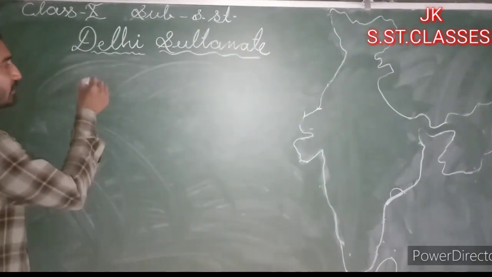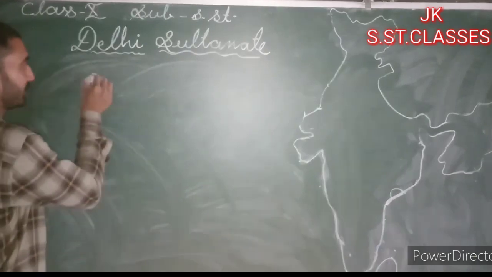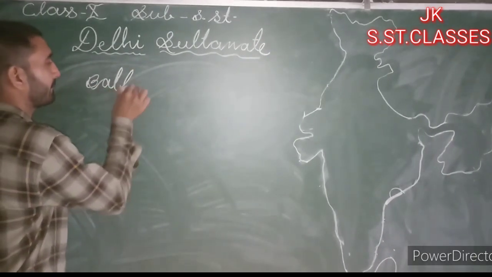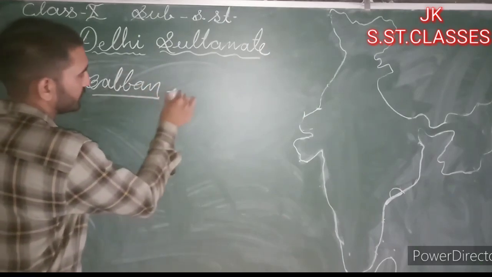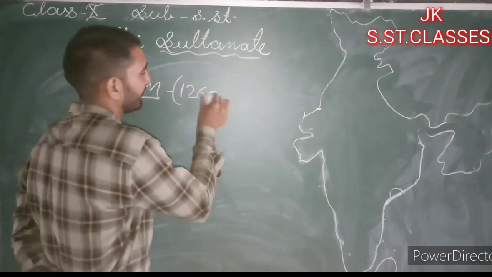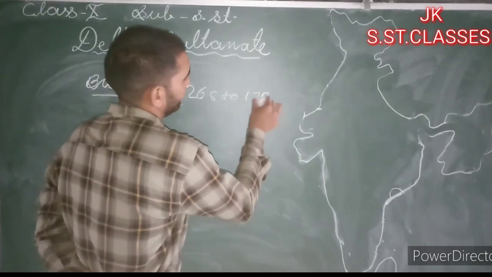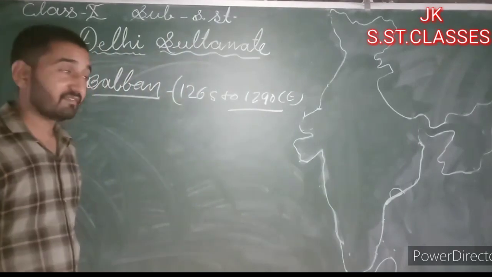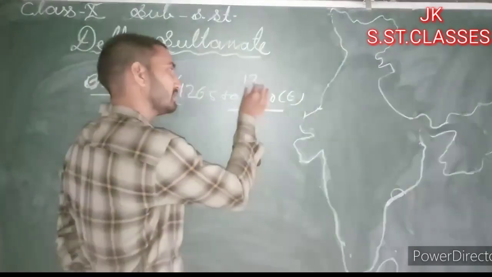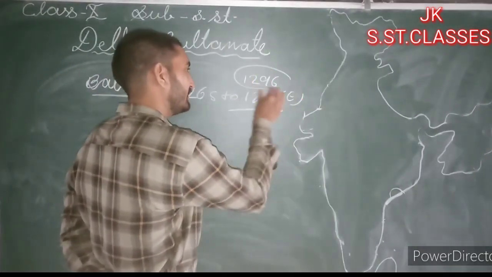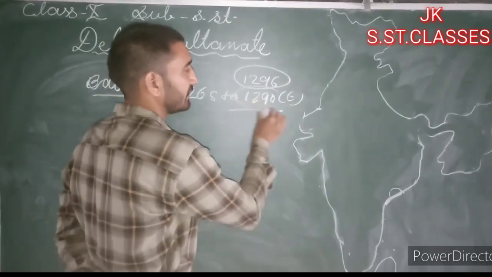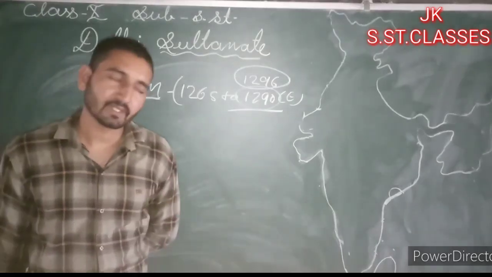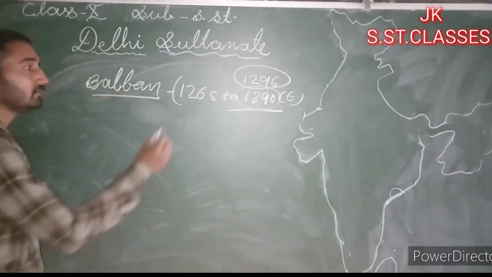Okay, the next point is related with Balban. If it is mentioned 1296 Common Era in your book, then please change it. It is 1290 Common Era, not 1296 Common Era. Is that clear? Now, after that, the next point.